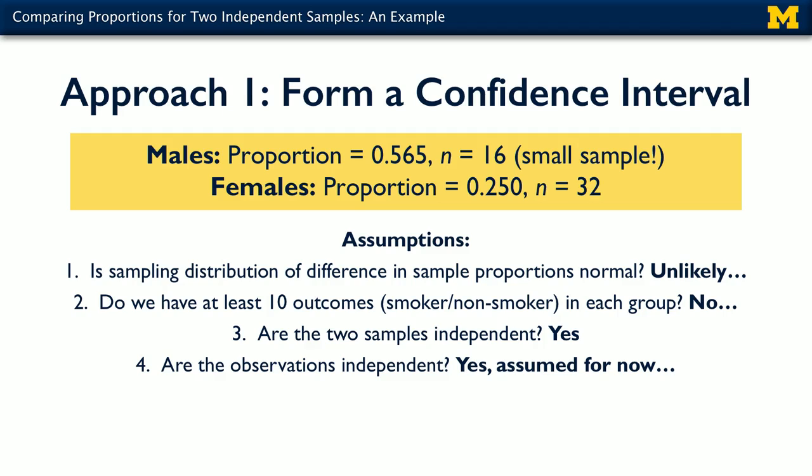Second, do we have at least 10 outcomes, either you're a smoker or a non-smoker, in each of the groups? And the answer to this is no, because the sample sizes are so small. And in fact, the problem is with the males, where the sample size is so small.